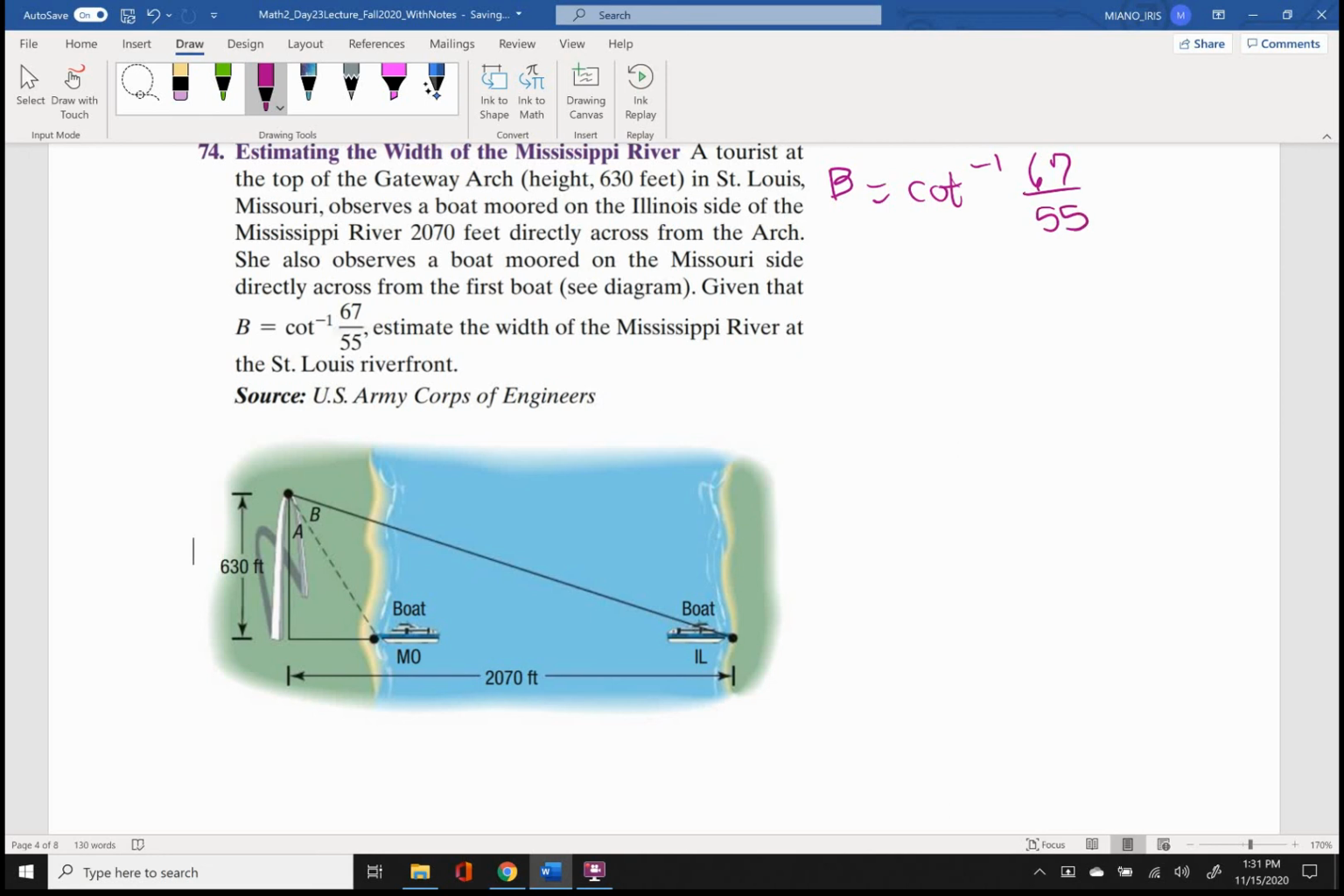Now, use what you know about cotangent inverses, or inverse trigonometric functions, to rewrite this as a trigonometric function, namely the cotangent to begin with. So that means that the cotangent of b, excuse me, let me go ahead and erase this equal sign, sorry. Cotangent of b equals 67 over 55.